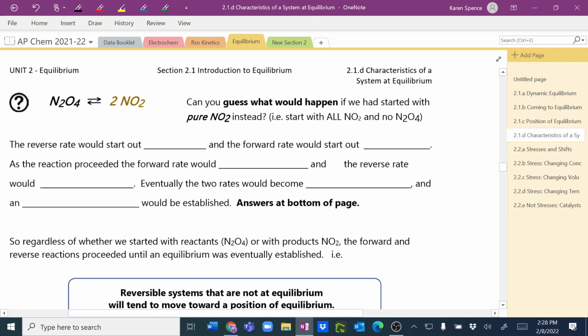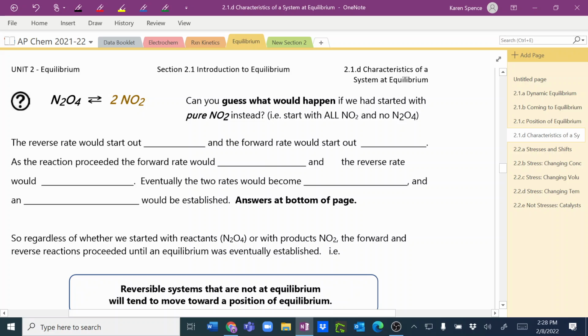This is really boring. Sorry, this is just going backwards. What if we had started with all NO2 instead, with all of this and none of this? The reverse rate would start out... yes, sorry, Casey. Bingo. Yes, both, it'll increase one more and it'll decrease one more. Yeah, it affects it more. Endothermic. What would the reverse rate be if we started with all NO2 at the beginning?